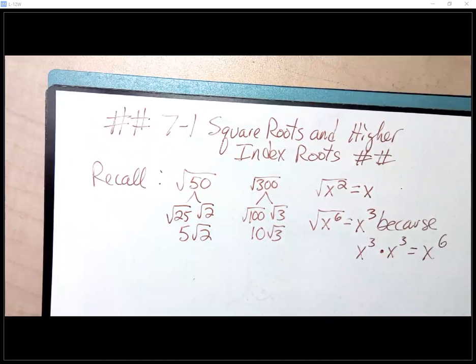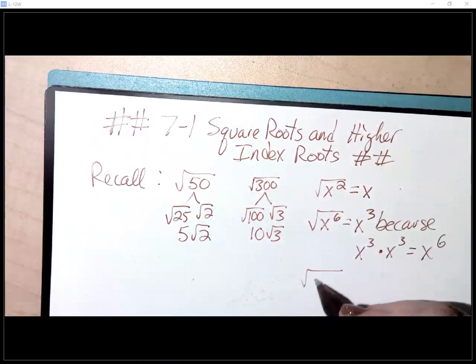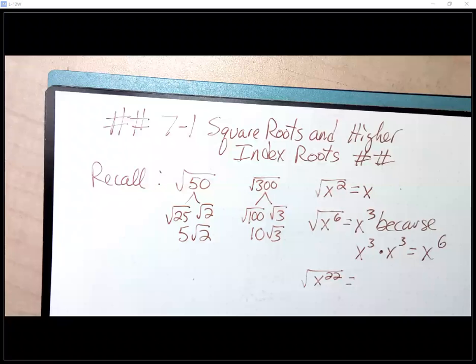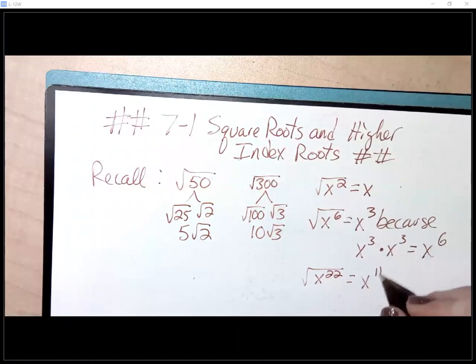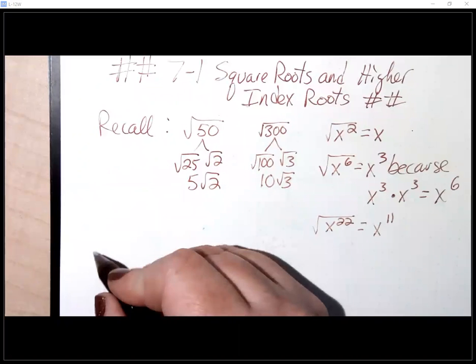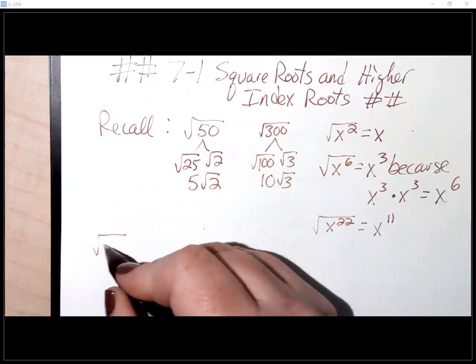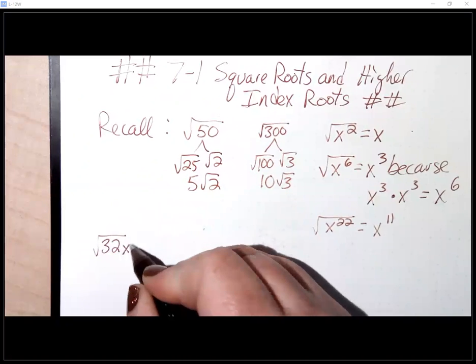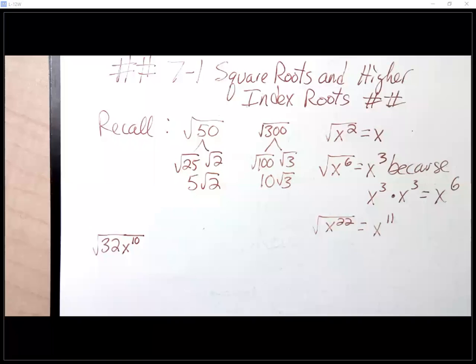So let's try another one. If I ask you for the square root of x to the 22nd, you're like, oh, that's easy. It's just x to the 11th. That's it. Does that make sense? You with me? Okay. So let's combine these. Let's maybe try a number and a variable. What if I did something like the square root of 32x to the 10th? Take the square root of that. Simplify that as best you can.